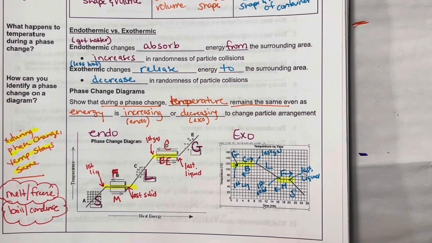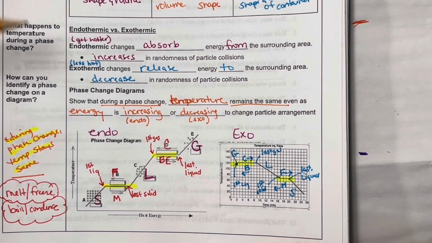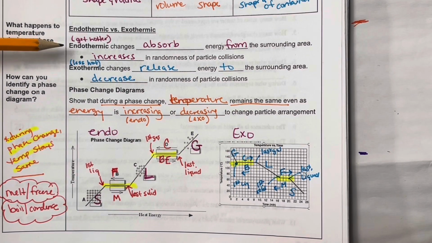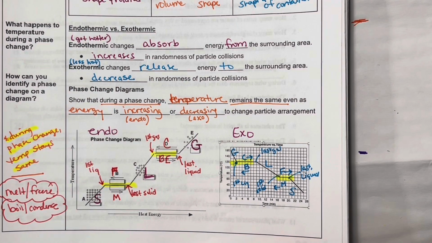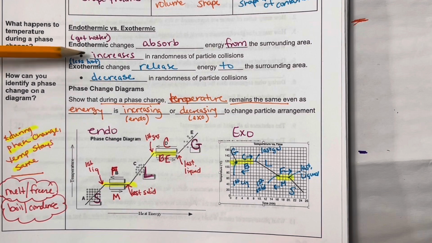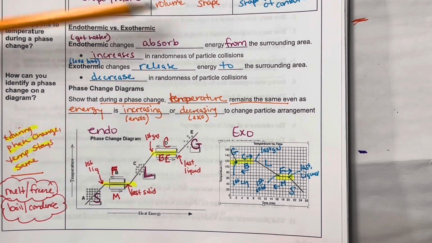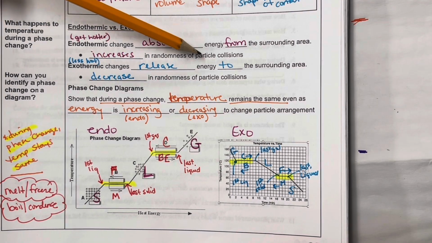So now let's shift over to page 35, and we're going to look at really defining endothermic and exothermic. An endothermic phase change is anything that gets hotter or gains kinetic energy through the process, because endothermic means to gain heat or to take in heat. So an endothermic change is going to absorb energy from the surrounding area, and that's going to increase the randomness of particle collisions.